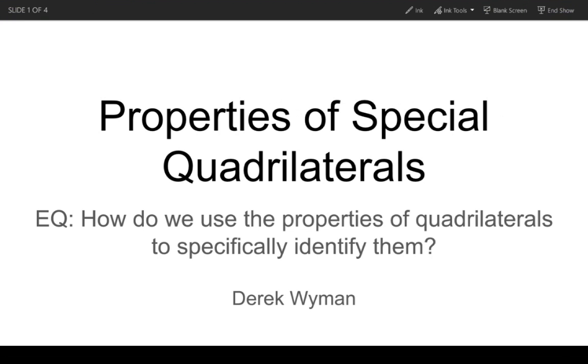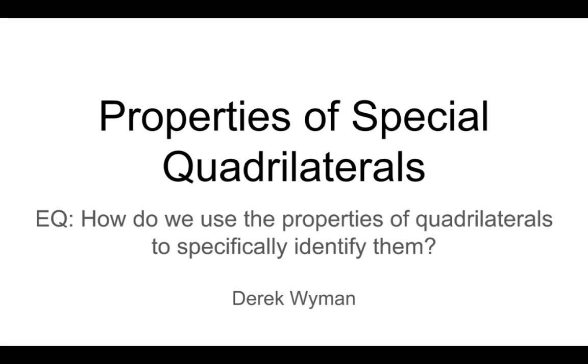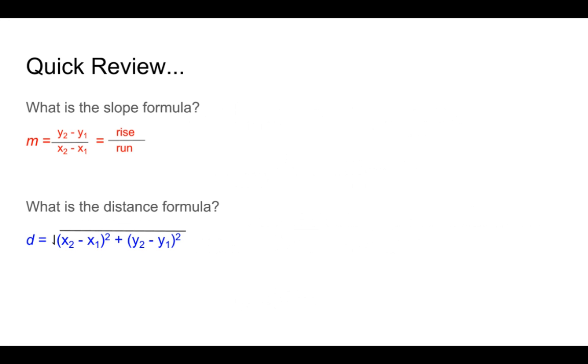Okay, we're going to be talking about the properties of special quadrilaterals. What we want to be able to answer at the end of this is how we are going to use those properties of quadrilaterals to specifically identify them. So first things first, we need to review the slope formula and distance formula.